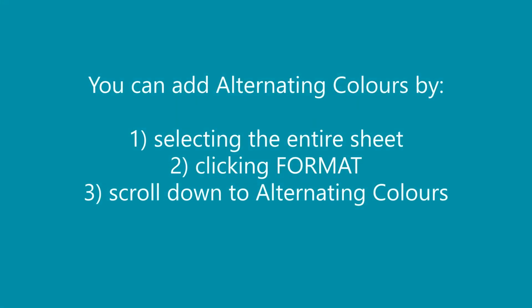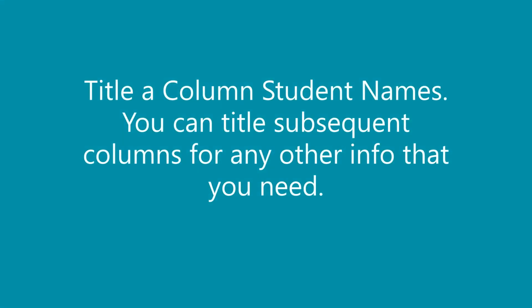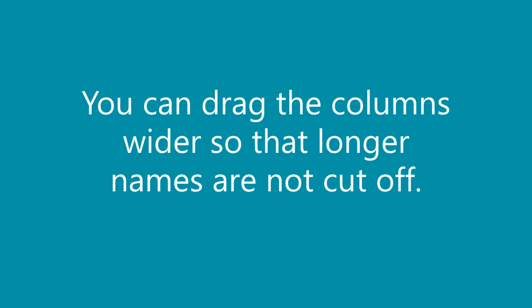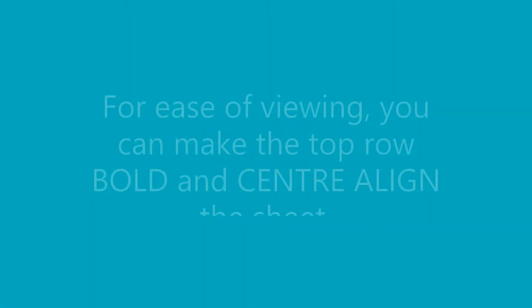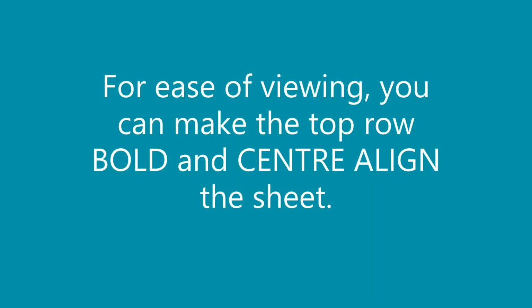Now, let's recap. You can add alternating colors by selecting the entire sheet, clicking Format, and then scrolling down to click Alternating Colors. Title the first column Student Names, and you can title subsequent columns for any other info that you need. You can drag the columns wider so that longer names are not cut off. For ease of viewing, you can make the top row bold and center align the entire sheet.